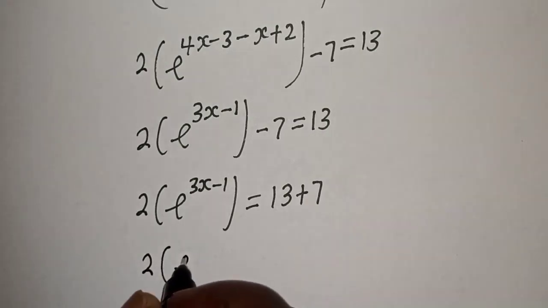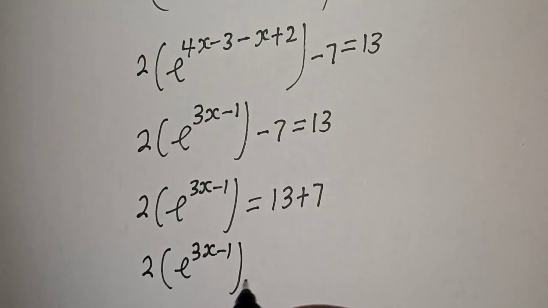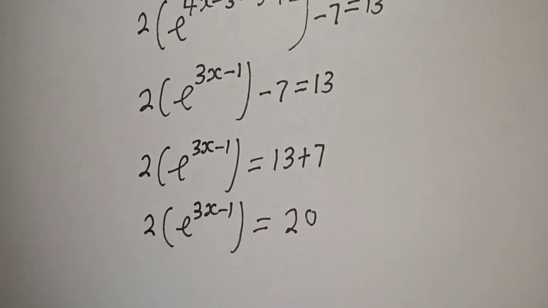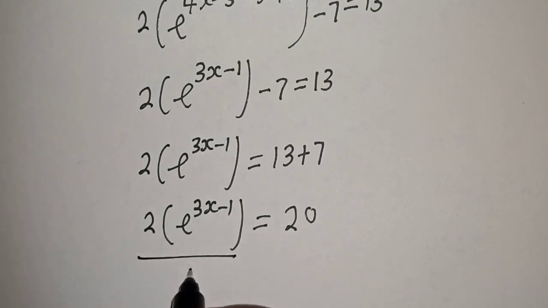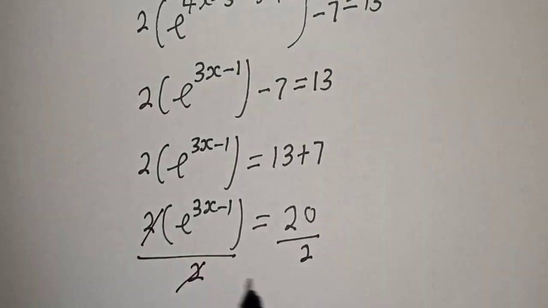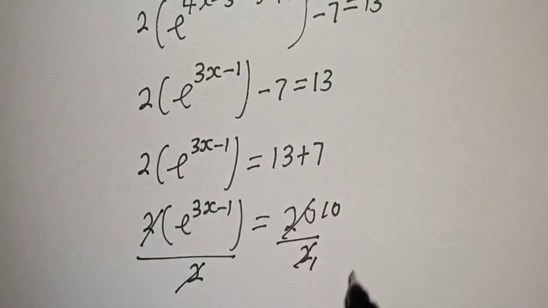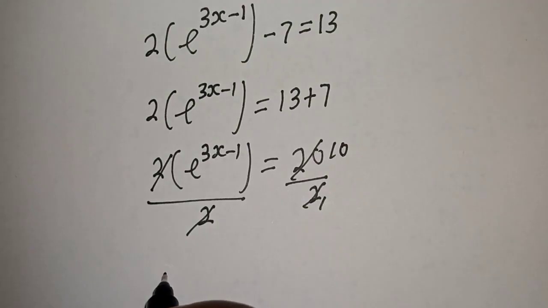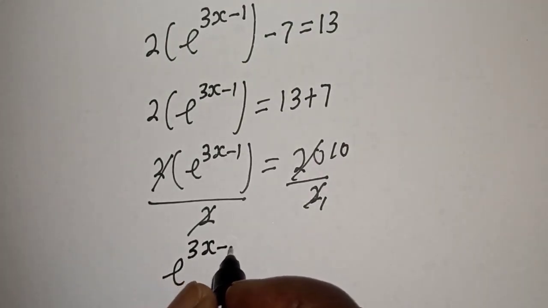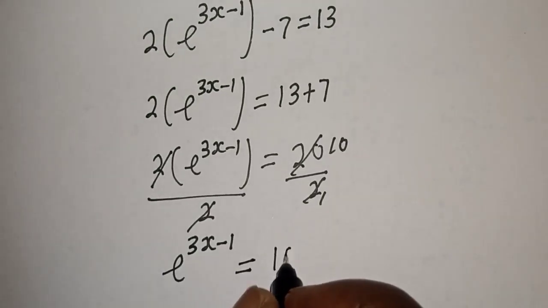2 bracket e raised to power 3x minus 1 is equal to 20. Now let's divide both sides by 2. This will cancel this. 2 here is 1, 20 here is 10. e raised to power 3x minus 1 is equal to 10.